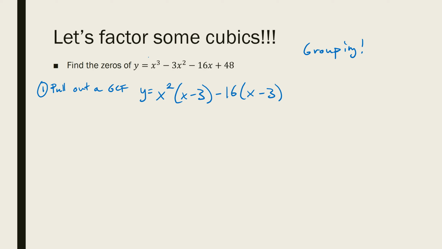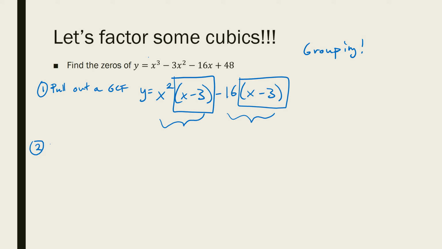All right, now, something very interesting happened here. What do you notice? Look, now since we grouped, we have 2 terms. Here's the first one, here's the second one. Do these 2 terms have something in common? They do, and it's a little bit complicated, but look, both of the terms, this one and this one, have an x minus 3 in common. That means, second step, I'm going to pull out another GCF. Except this time the GCF is going to be complicated. The GCF is actually going to be this x minus 3.